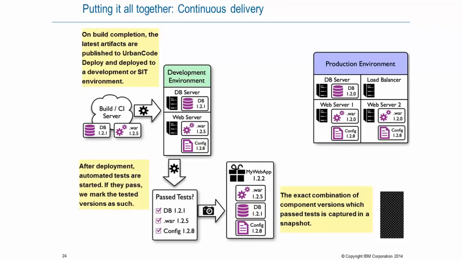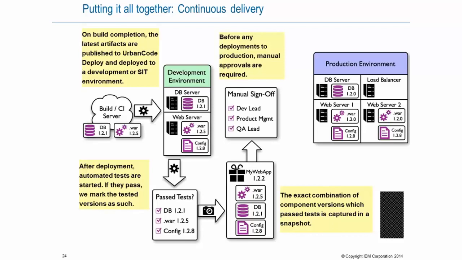You can tap that one more time there, around blue. And then you may have manual sign-off, so there's the ability to have an approval process in Urbancode Deploy. There are also notification capabilities in Urbancode Deploy. So when that manual process is approved, it would then allow you to deploy to the production environment.